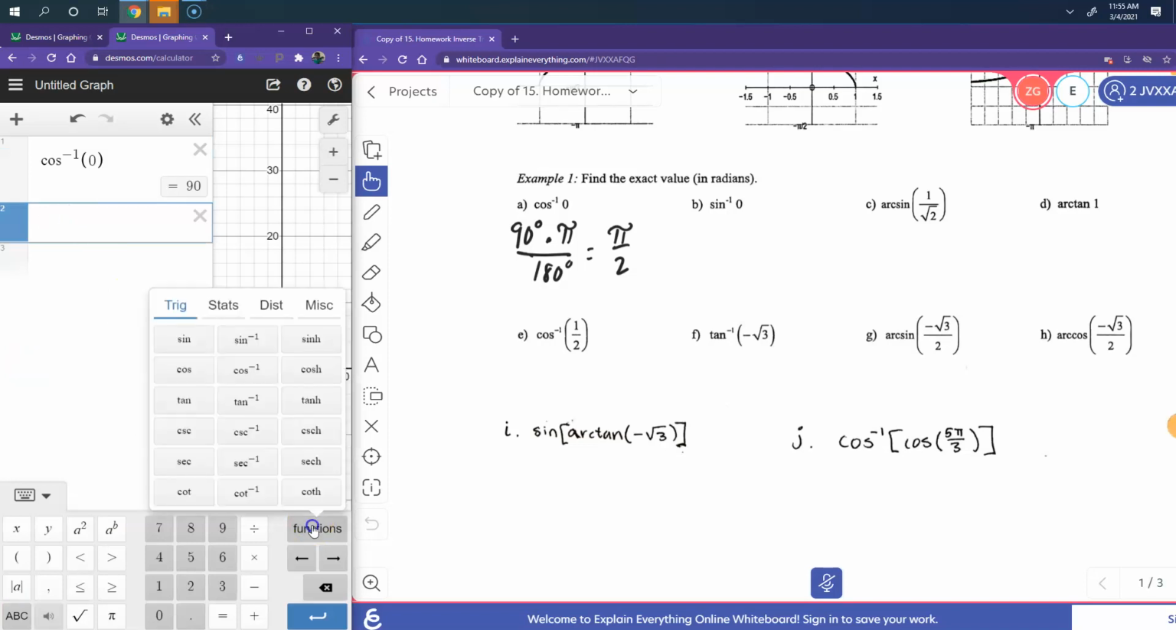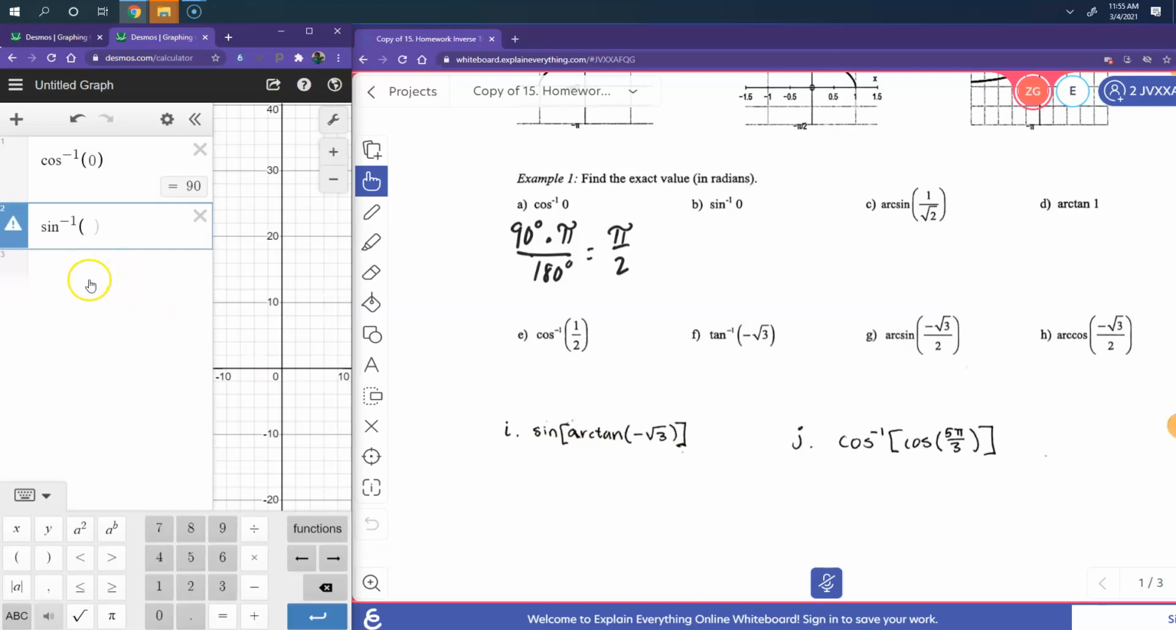The next one we're going to do is inverse sine of 0. So we're going to go inverse sine of 0. You're given the ratio, and what's going to come out is a degree. So you press, and it's 0. So it's going to be 0.